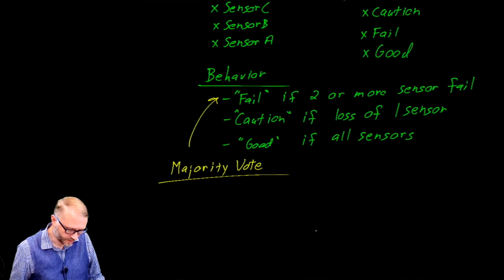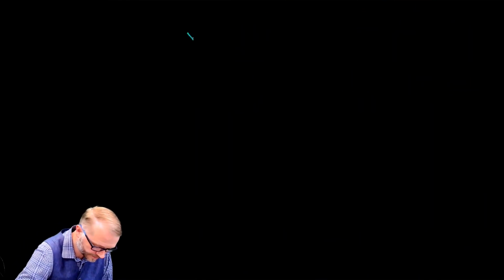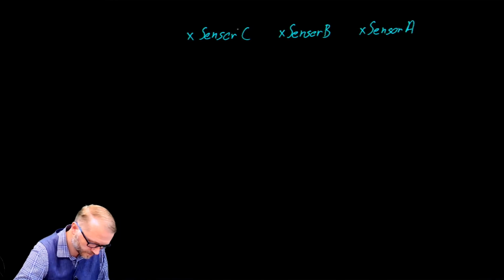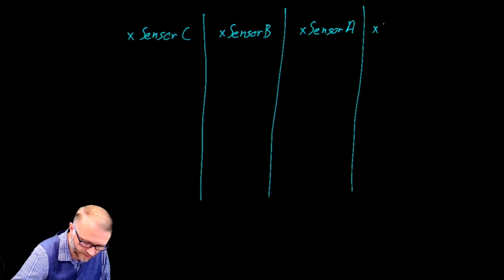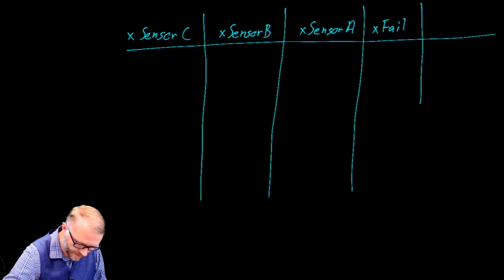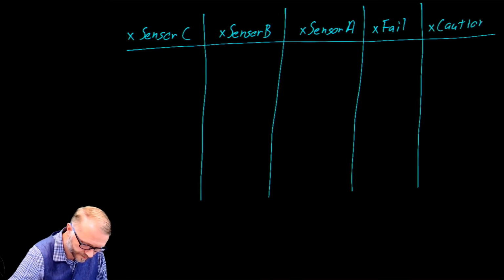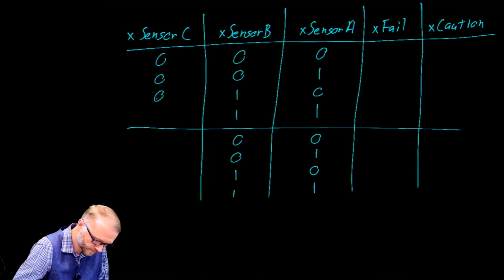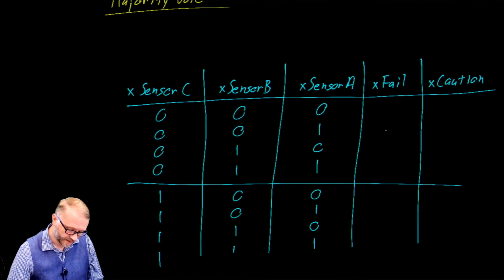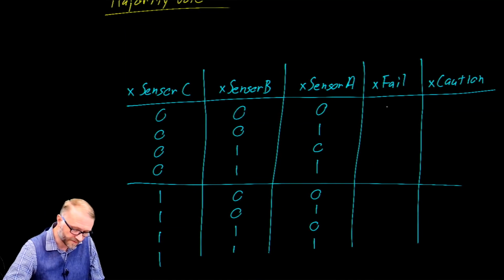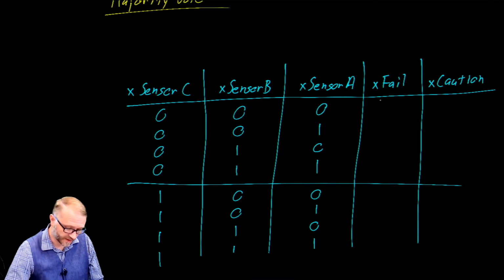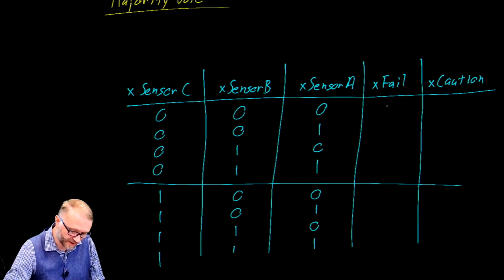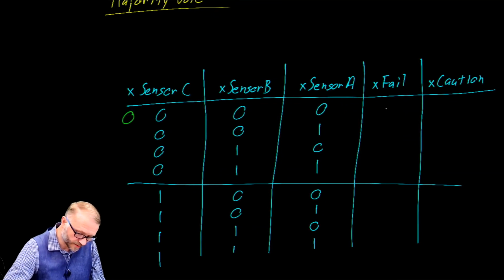This system isn't too big, so I think we can do a truth table. We'll add the outputs fail and caution. Each sensor can take on different values. Okay, let's complete the truth table for the fail. And we defined a fail if we have 2 or more sensors fail. So in this, the 0th row, we have 3 failures. So that's definitely a fail.